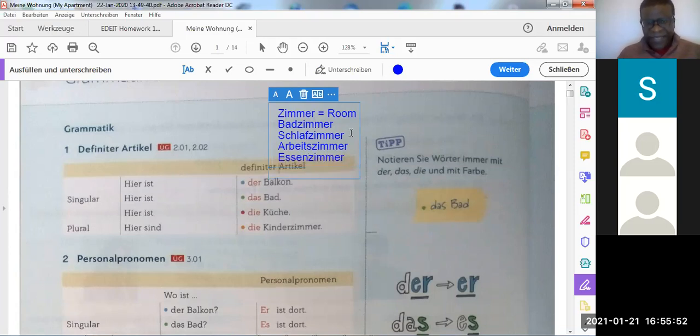What else can we say? Sitting room. Like Wohnen, yeah? Wohnen is to live. We call it living room also, yeah? Living room or sitting room. So from Wohnen, we say Wohnzimmer. Okay. So when you are looking for an apartment here, you have to be specific.